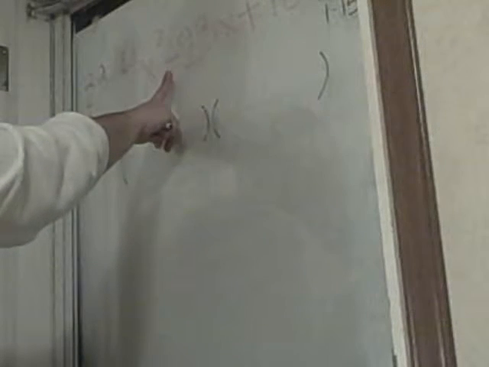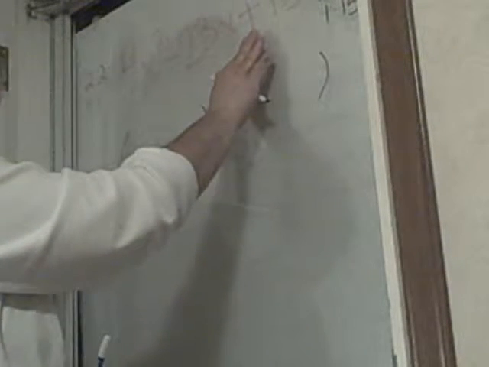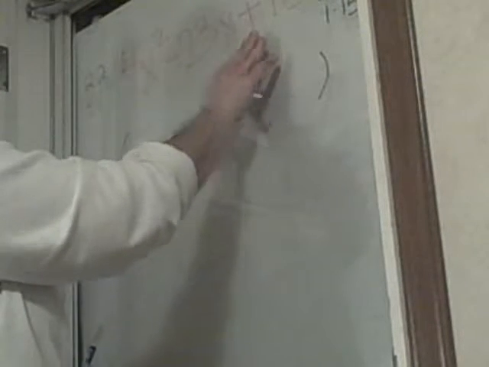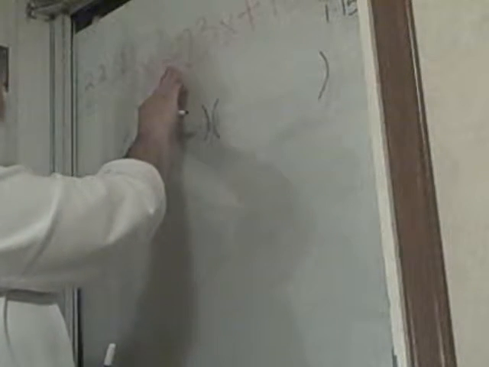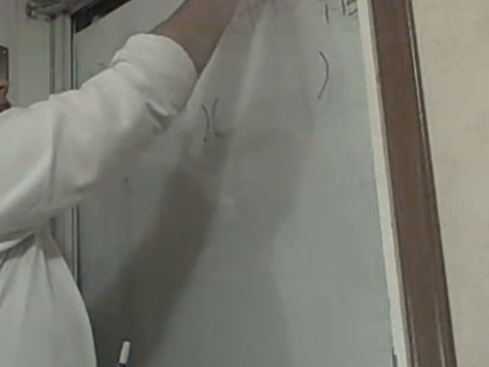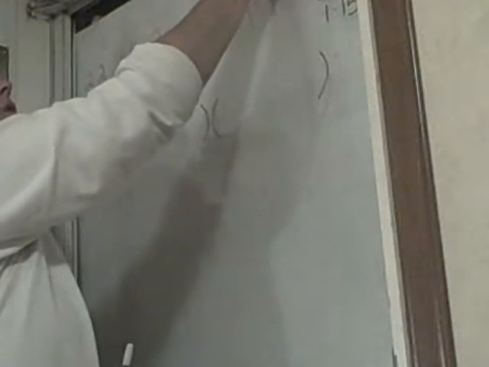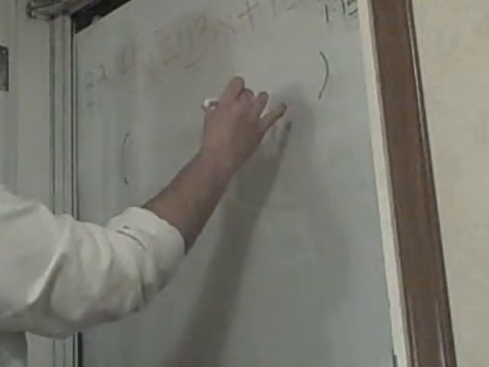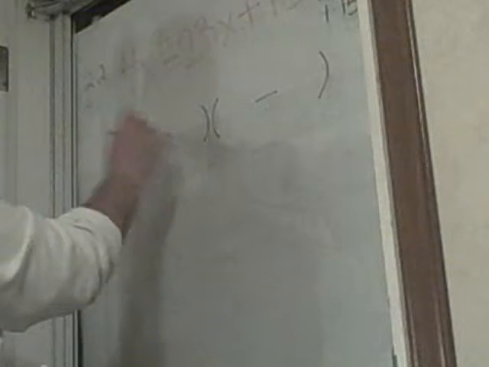Positive and this is a negative. My positive comes from the product of two numbers. The product of two numbers is positive, but the sum of the numbers is negative. If the product is positive, that must mean either they're both negative or they're both positive. Because this is a negative, that tells me right away that both of those are negative.